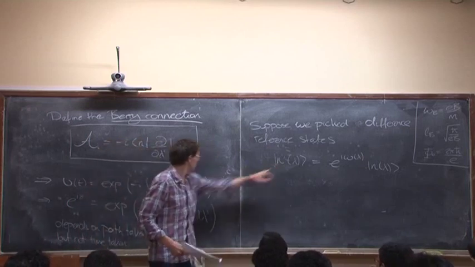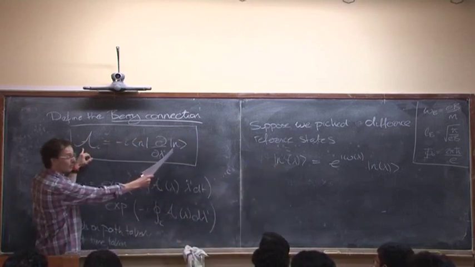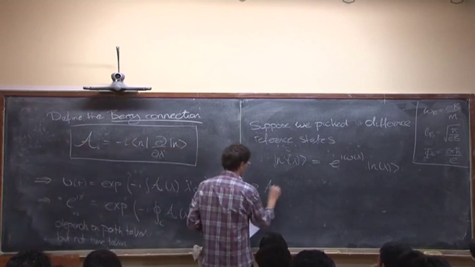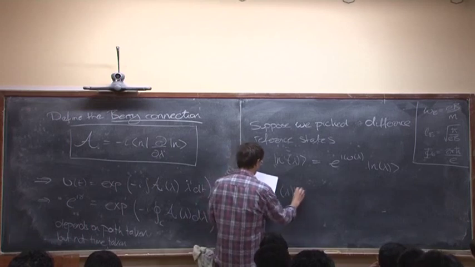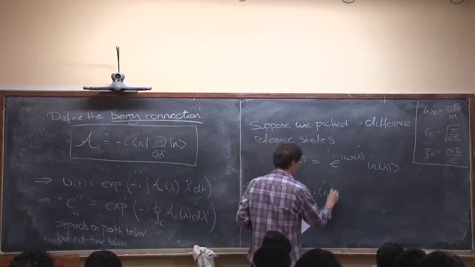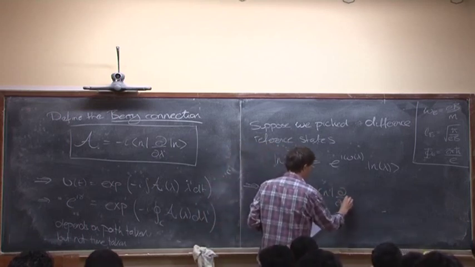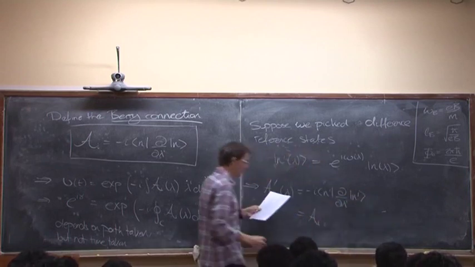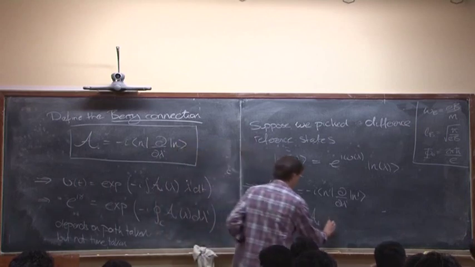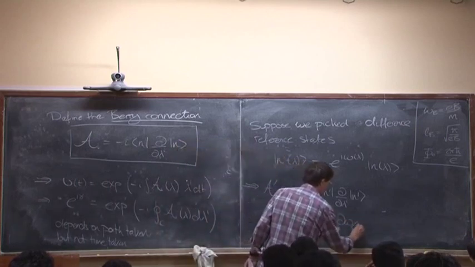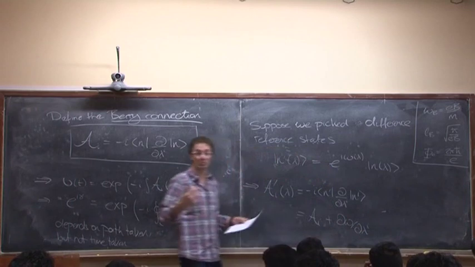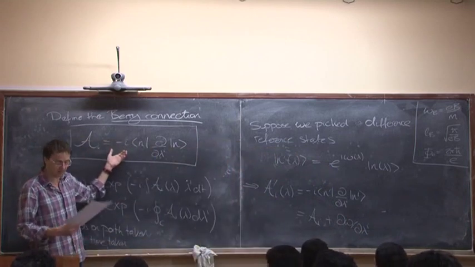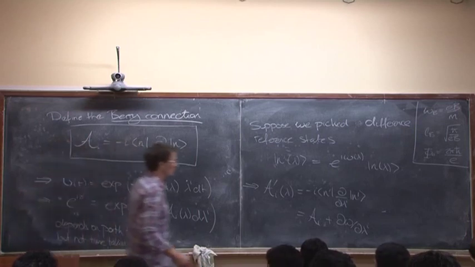If I plug n prime into this definition of the Berry connection, I get a different Berry connection, which I call A prime. Which is precisely the same as the other Berry connection plus a gauge transformation. Okay, so it's exactly the same kind of gauge transformation we meet in electromagnetism, but now it's for this slightly more abstract connection.